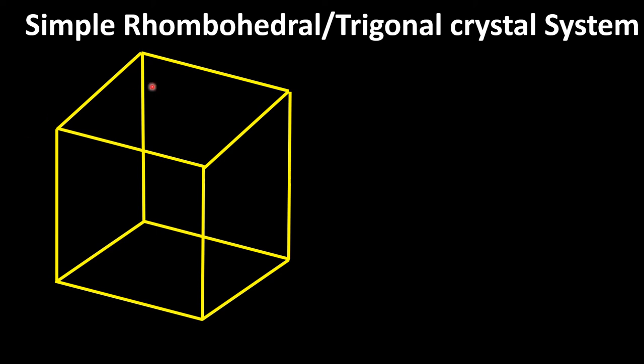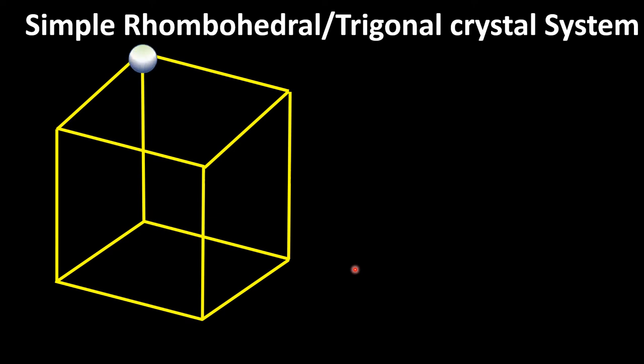Now we discuss the simple rhombohedral or trigonal crystal system. This is the simple lattice of rhombohedral or trigonal crystal systems. It has a lattice point at the corner of this rhombohedral, like this one is our lattice point. So all these corners have the lattice point. Now we bring the atom to these lattice points.